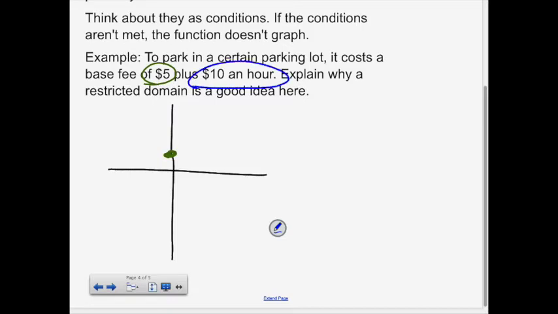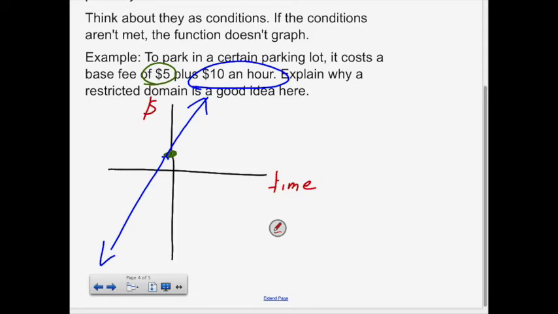And the $10 an hour is going to be my slope. So it's going to go up like this. We know functions go on forever in both directions. Down like this. This is our time. And this is our cost.